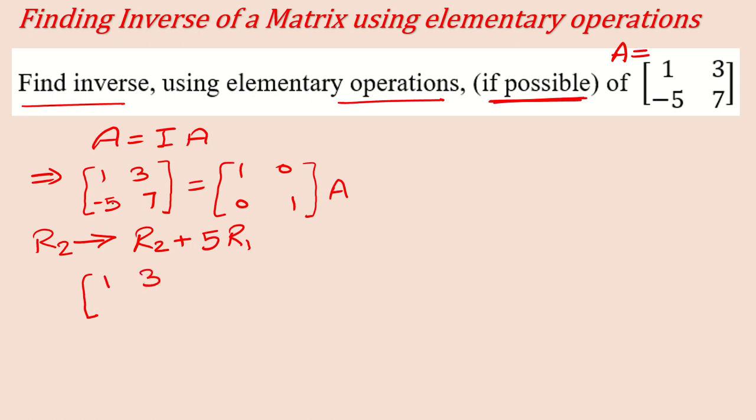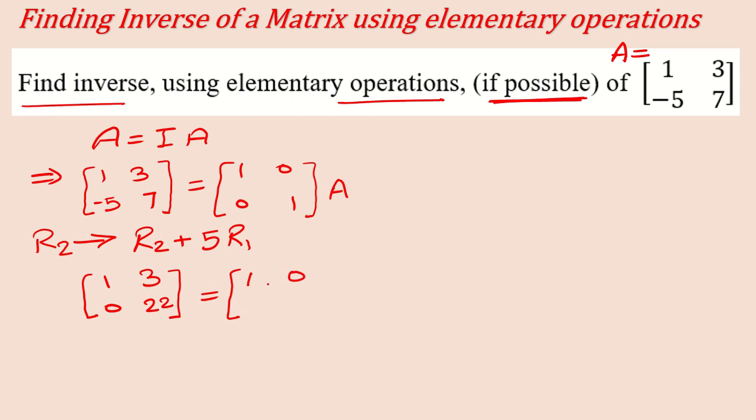Then minus 5, now just check the calculation. Okay, R2 means this minus 5 plus 5, it will be 0. Then R2 means 7 plus 5 R1, 7 plus 15, it will be 22. Okay, the same operation you will apply in the right hand side also.